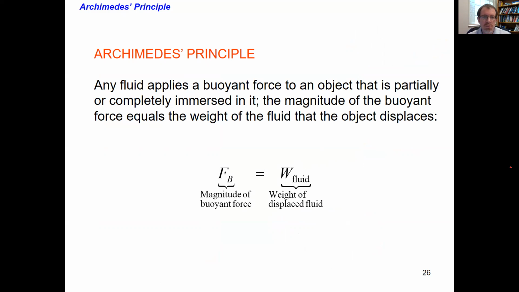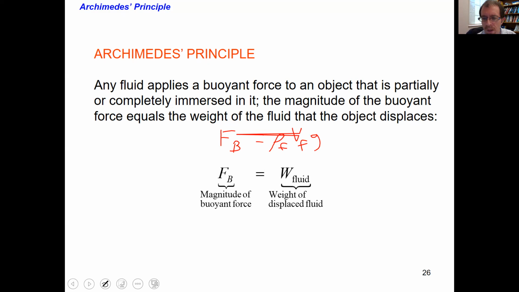The words that you see on the slide there are exactly what I described in words just a moment ago. So it says any fluid applies a buoyant force to an object that is partially or completely immersed in it. The magnitude of the buoyant force equals the weight of the fluid that the object displaces. The weight of the fluid. So buoyant force is equal to rho of fluid times V, the volume of the fluid, times g.